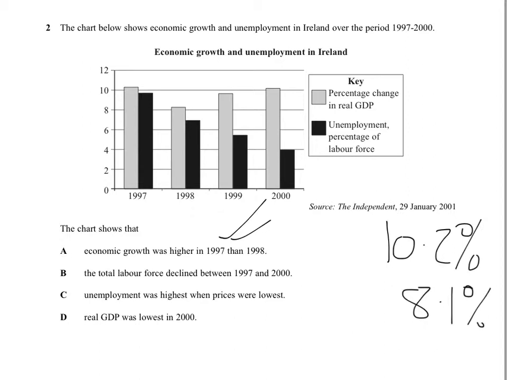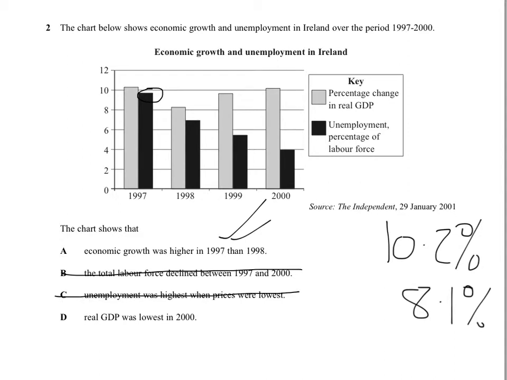Okay, total labour force declined between 1997 and 2000. Well, unemployment went down as a percentage of the labour force, which means we don't know what has actually happened to the actual labour force. We have no idea, because that's just a percentage of it. So that is complete rubbish. Right, unemployment was the highest when prices were at their lowest. Unemployment is at its highest here. When prices, well, there's nothing about prices on this whole chart, so that's wrong. We don't even know what's going on with prices.